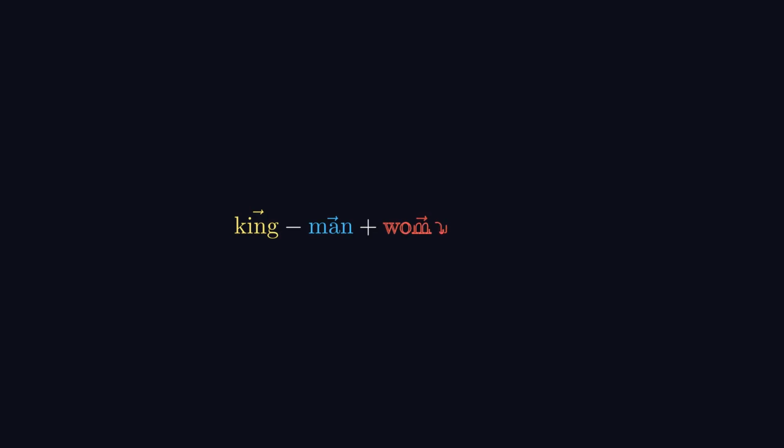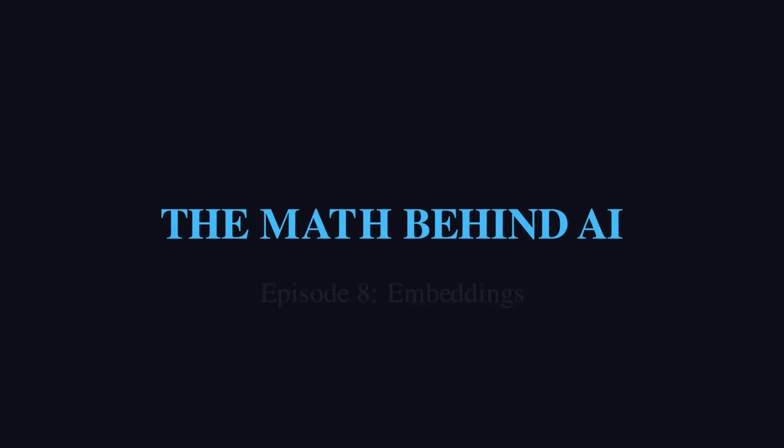King minus man plus woman equals queen. You've probably seen this famous example of word vectors. But how does it actually work? How do you subtract a word from another word? The answer is embeddings, the mathematical trick that lets AI understand meaning by converting words, images, and concepts into lists of numbers. And it turns out meaning has geometry.